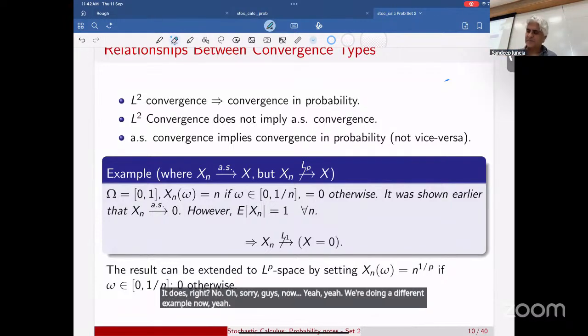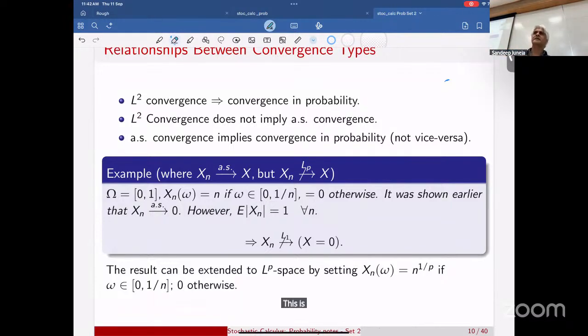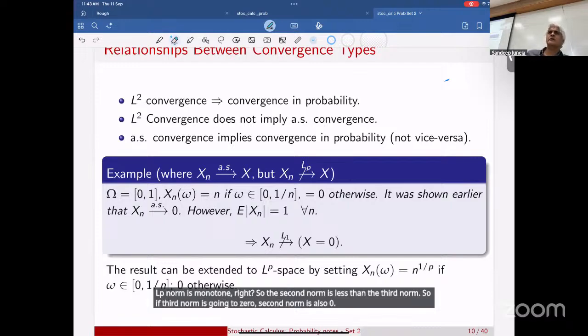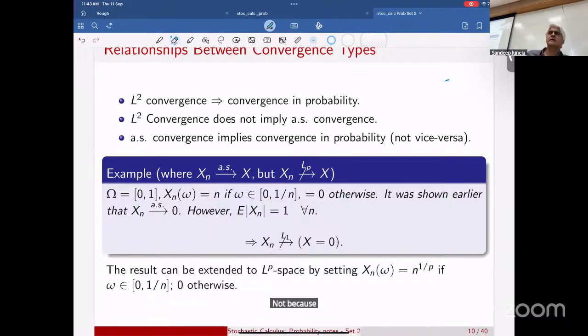Just to be clear, if you have convergence in any LP, you will have convergence in all LQ as well, when Q is less than P. There's a monotonicity about this LP norm. LP norm is monotone, right? So the second norm is less than the third norm. So if the third norm is going to 0, the second norm is also going to 0.